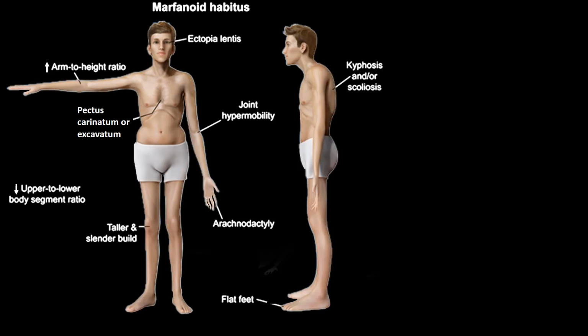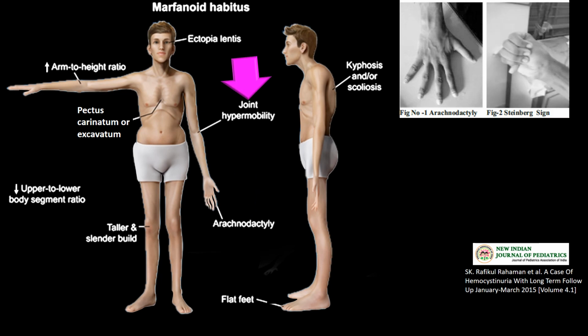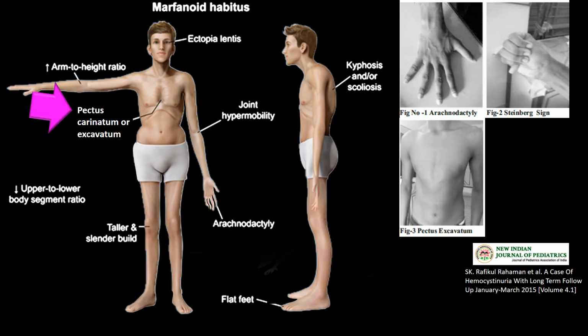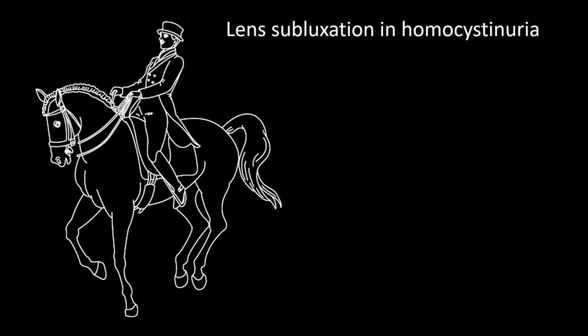Clinical manifestations of homocystinuria include a Marfanoid habitus, to which we have already alluded, consisting of a taller and slender build, a decreased upper to lower body ratio, an increased arm to height ratio, kyphosis or scoliosis or both, arachnodactyly, joint hypermobility. The Steinberg sign shown in this picture is the result of hypermobility and long thumbs, pectus excavatum, high arch palate, ectopia lentis. Lens subluxation in homocystinuria is a recurrent exam topic. It results from the absence of fibers that attach the lens to the ciliary muscle.